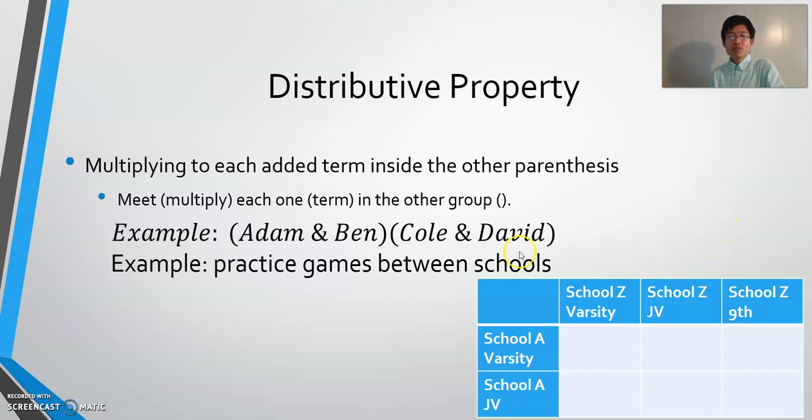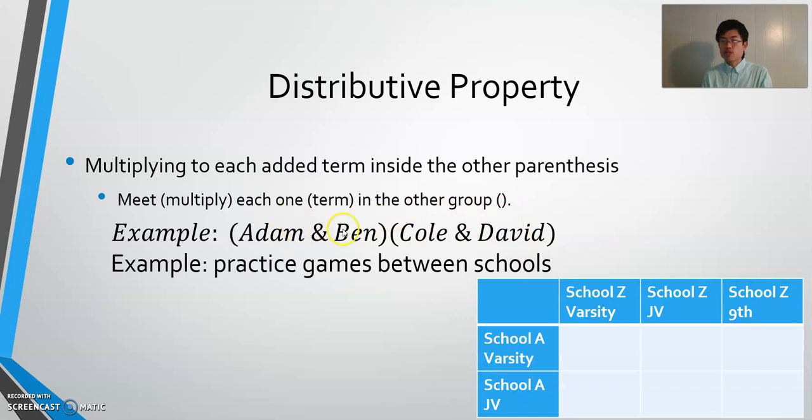Anyway, so distributive property, it's multiplying to each added term inside the other parentheses. That's kind of what I thought as the meaning, or what to do. And when I was looking at this distributive property, I thought about it kind of like meeting a person in the other group, or meeting people in another group. So, for example, Adam and Ben, they're in a group. Cole and David are in a group.